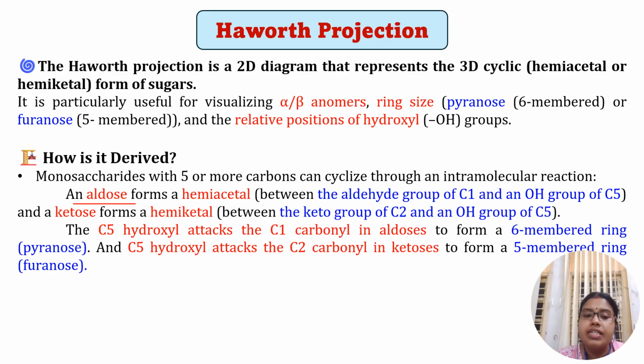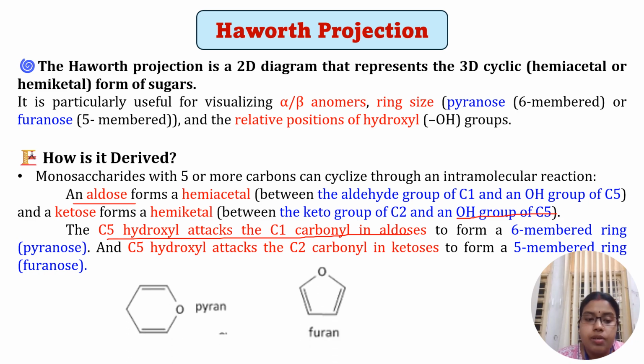The keto group of C2 and the OH group of C5 will undergo an intramolecular reaction to form a hemiketal ring. The C5 hydroxyl attacks the C1 carbonyl in aldose to form a six-membered ring known as the pyranose. And the C5 hydroxyl attacks the C2 carbonyl in ketose to form a five-membered ring known as the furanose. This is the general structure of the pyran and the furan. So from this general structure, we will get the pyranose and furanose structures.